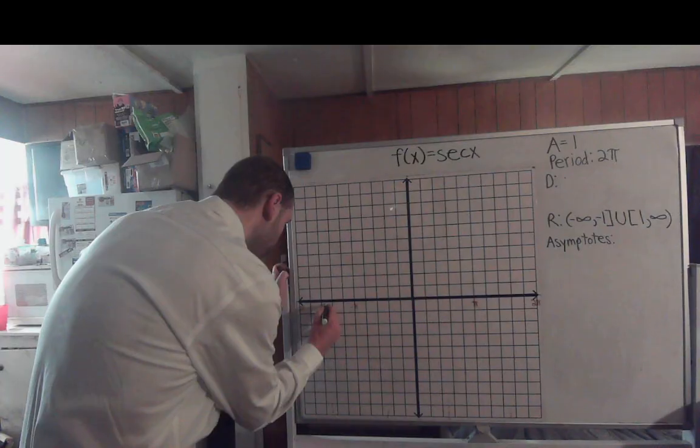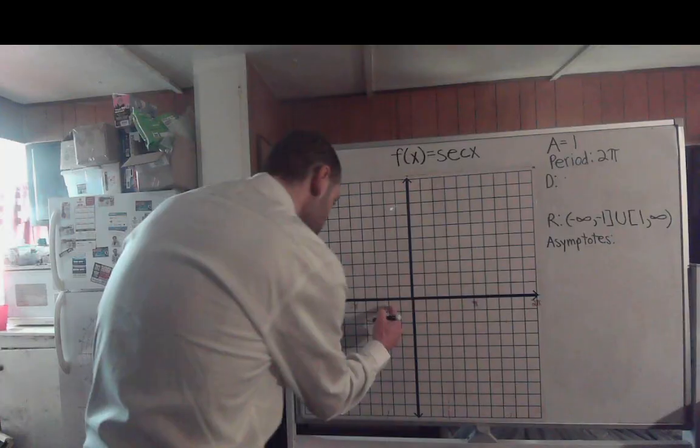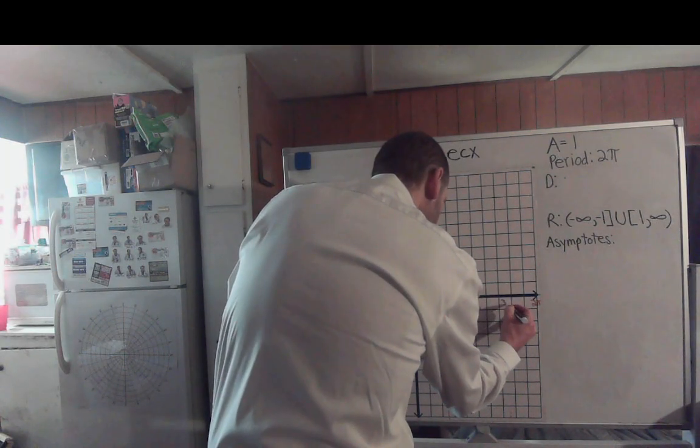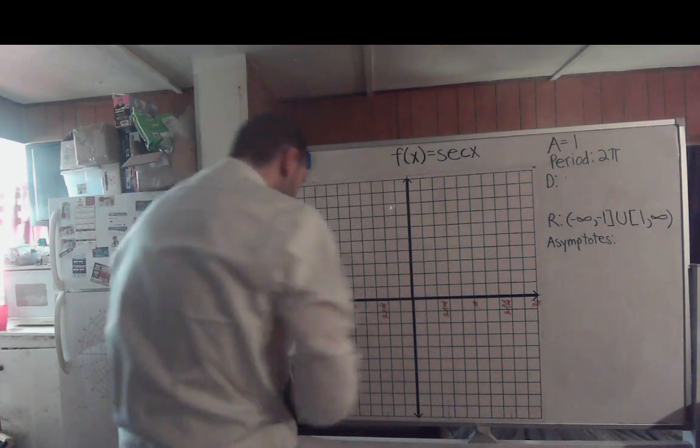Let's find -3 pi over 2, -pi over 2, +pi over 2, 3 pi over 2. Alright. And of course now it's time to proceed with the cosecant of x.